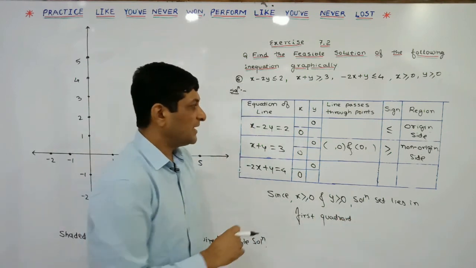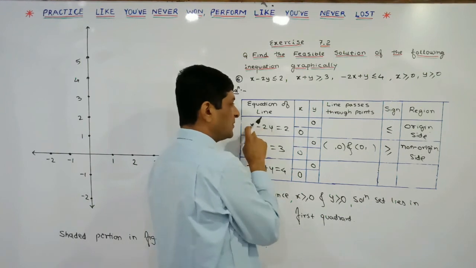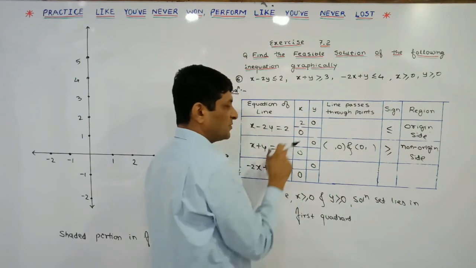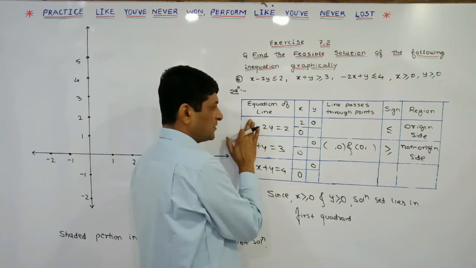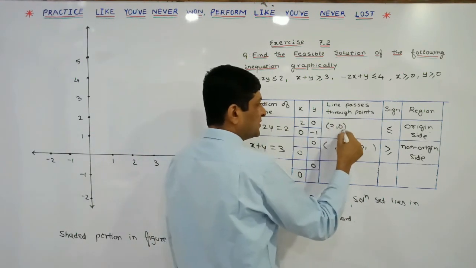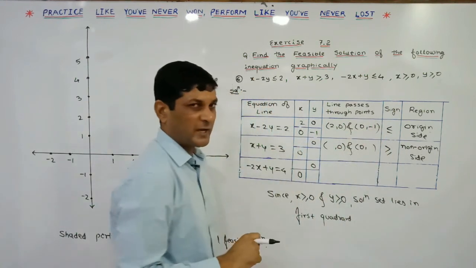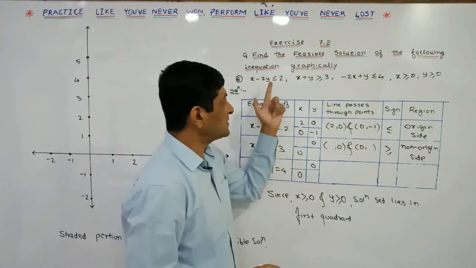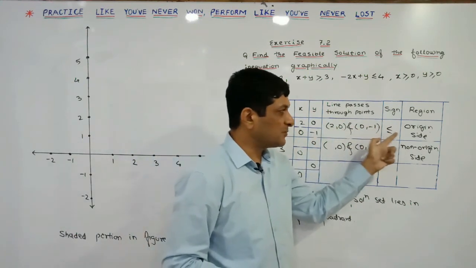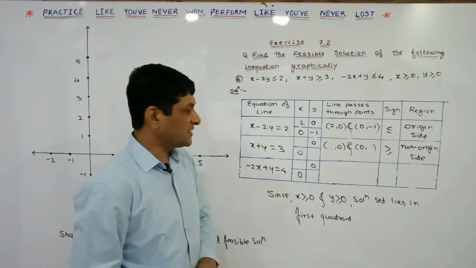First quadrant. Let us try to find out coordinates of 2 points on the line. First substitute y equals 0, we will get x equals 2. If we substitute x equals 0, we will get y equals minus 1, meaning 2 comma 0 and 0 comma minus 1 are the coordinates of 2 points on the first line. In this line, less than or equal to appears, so we can say that the origin side part will be our solution set.